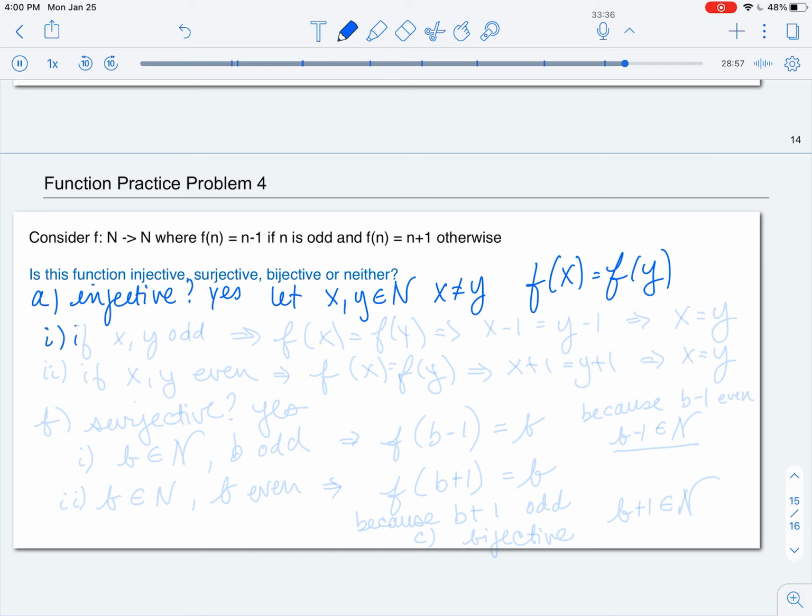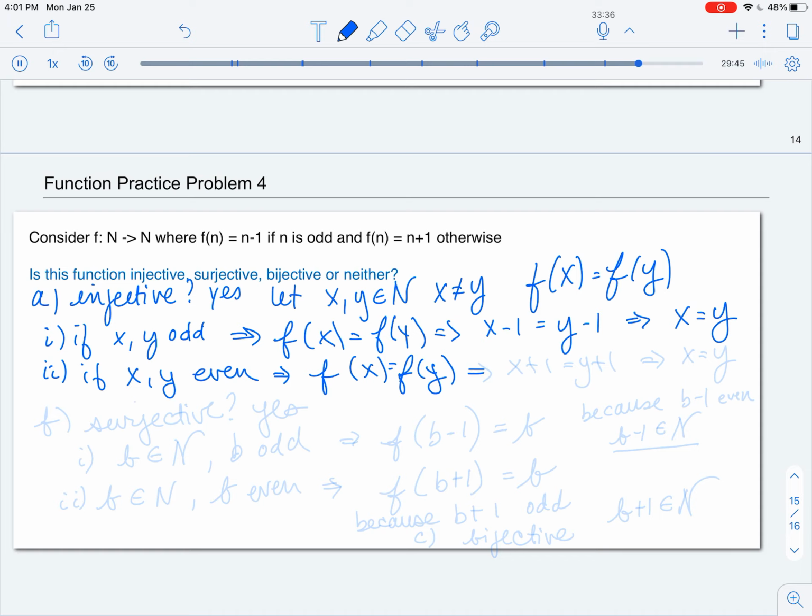So the first case is if x and y were both odd. Then f of x equals f of y implies that x minus 1 equals y minus 1. But that just implies that x equals y. So if they're both odd and mapping to the same point in the codomain, then they had to have been equal. Now let's see if it's also the case if they're both even. So if both x and y are even, then f of x equals f of y, which implies that x plus 1 equals y plus 1, which also implies that x equals y.